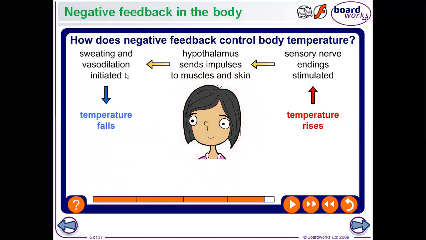Sweating and vasodilation will happen. It means sweat glands will start secreting sweat, and the sweat will absorb heat from your body, and when it evaporates it will cause a cooling effect. And vasodilation will happen: more blood will flow toward your skin, so heat will be lost in the form of convection, conduction, and radiation once again, and thus your body temperature will fall and come back to normal.